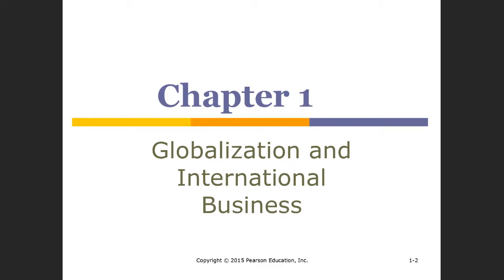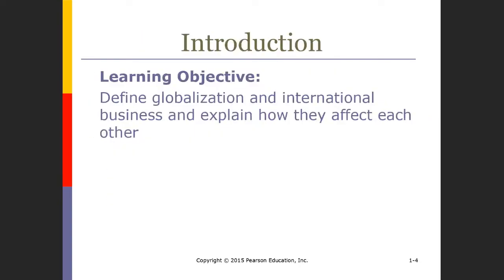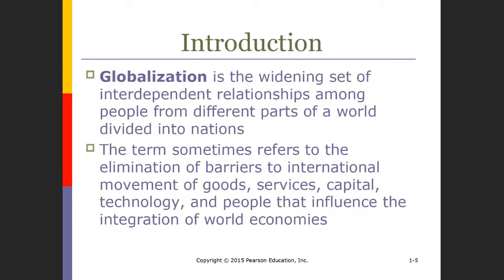So if you look at the title of chapter 1, Globalization and International Business, this is what we're going to talk about. And as with any chapter or any course, we will talk about this by first defining what we mean by globalization and international business. Okay, so the textbook defines, and I think it's a very good definition, globalization as a broadening set of interdependent relationships among people from different parts of the world that happen to be divided into nations. Okay, I want to highlight a couple of words in this definition, and that's interdependent relationship.